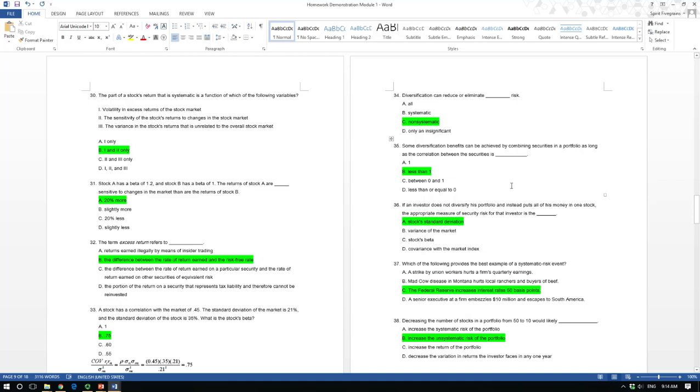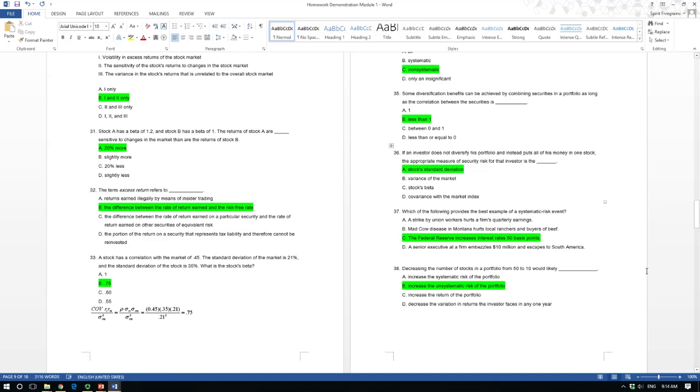35. Some diversification benefits can be achieved by combining securities in a portfolio as long as the correlation between security returns is, you say it has to be negative. Well, if it's negative, that's very good. But even when it's positive, a portfolio can still generate a diversification effect. Only when this correlation is equal to 1 will there be no diversification effect. So as long as the correlation coefficient is less than 1, there will be a diversification effect. So the answer is B, less than 1.